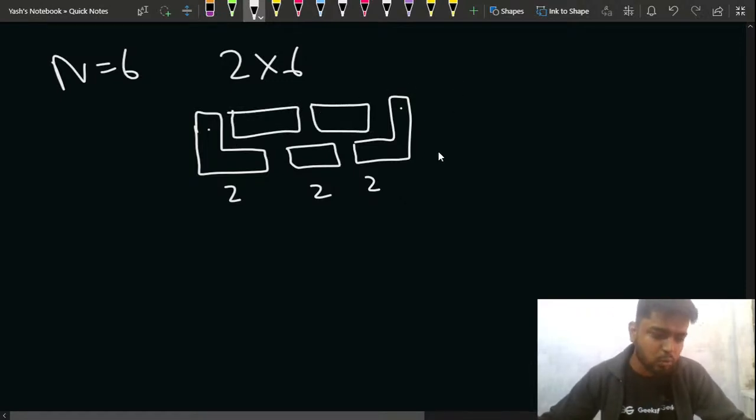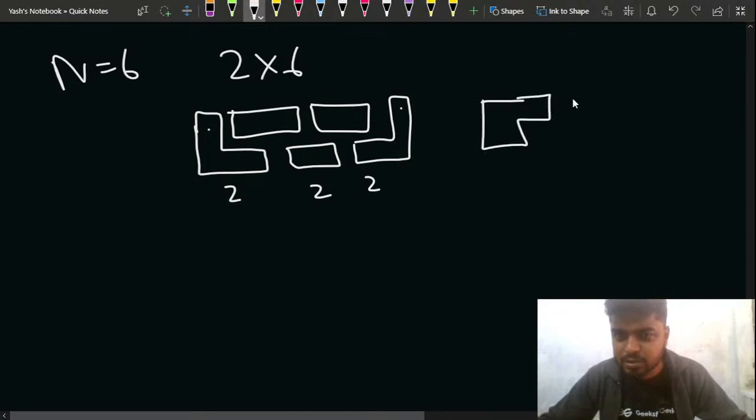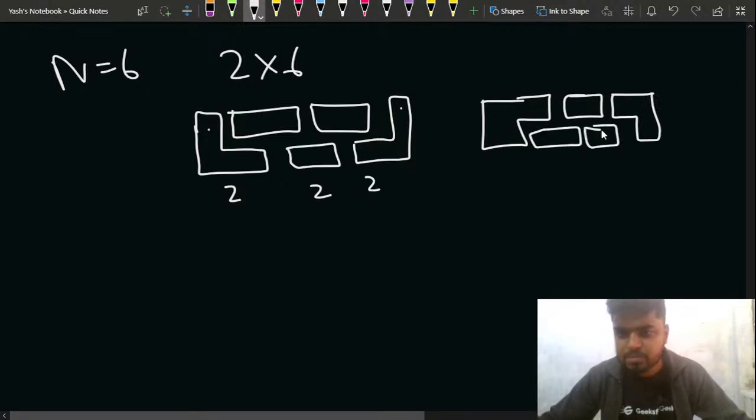Similarly, I can reverse it exactly. So this can be one of the shapes, right? Let me draw it for all of you. This can be one of the shapes.